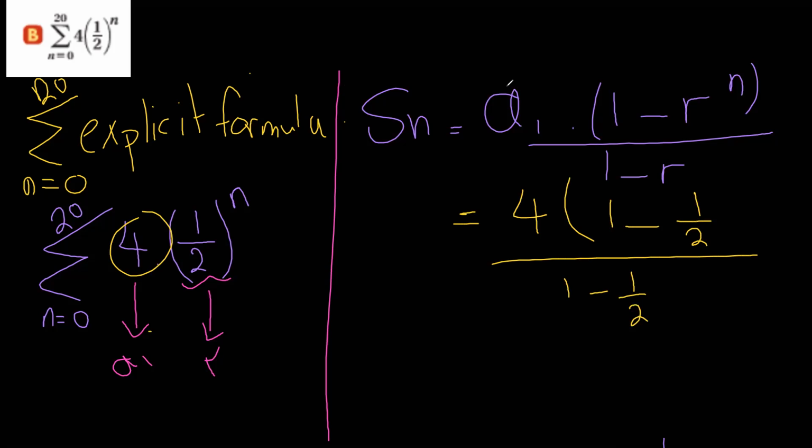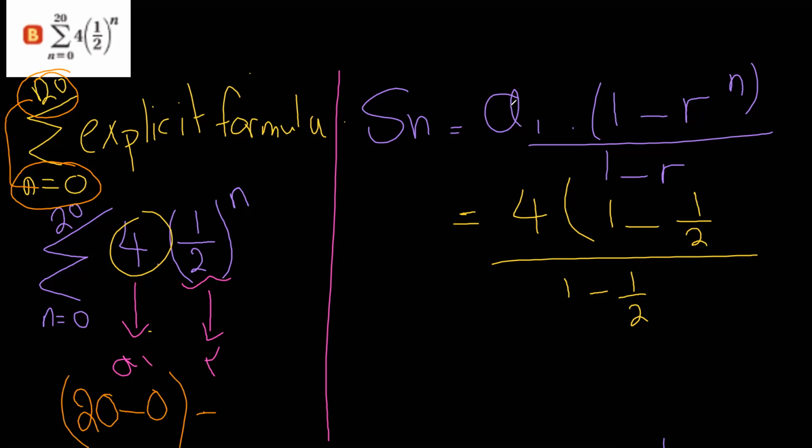Now I want to find n. How can I find n? Let's go back now to the explicit formula. Here now you have 0 and you have 20. How many terms now do we have? What did we say? We will subtract 20 minus 0 plus 1, and the number will be 21. This will be now the number of the terms.